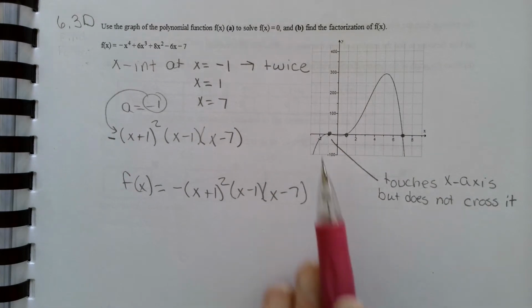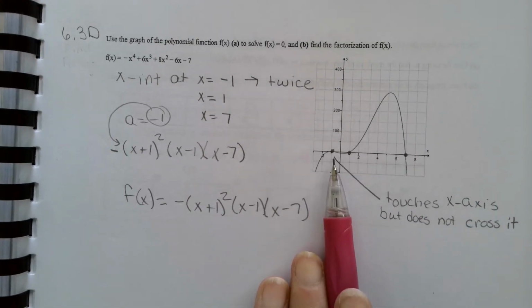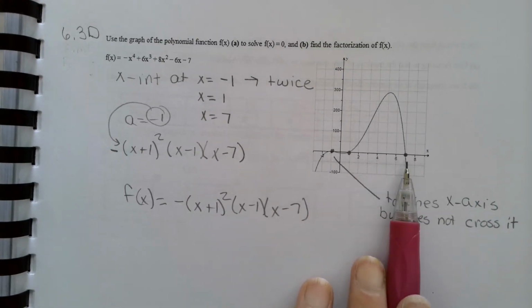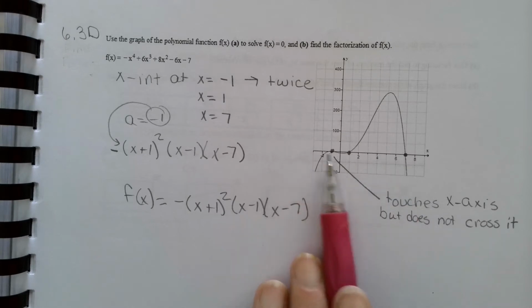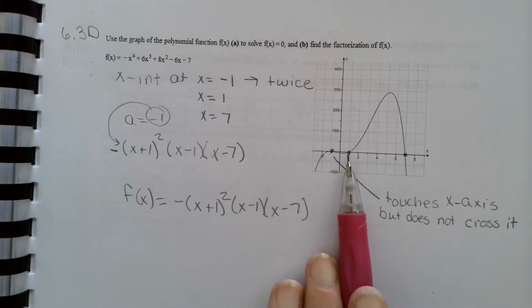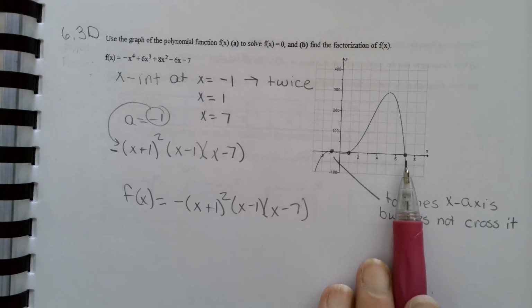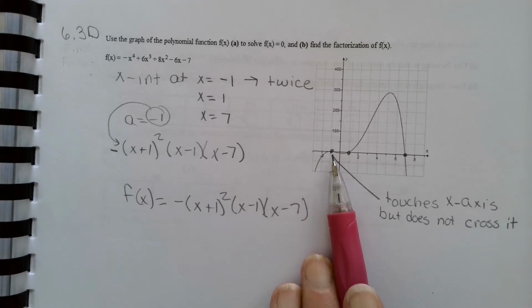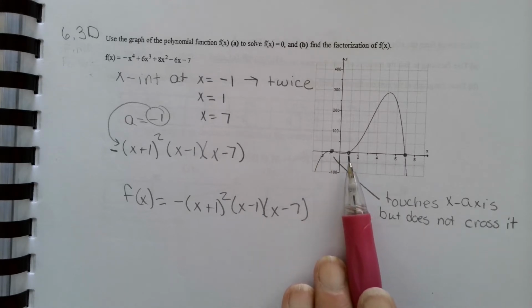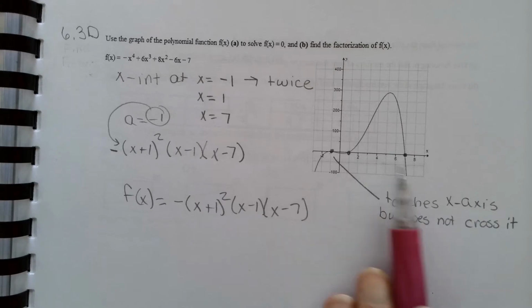They give us the graph here. And we see that the graph crosses the x-axis 3 times. We know that anywhere it crosses or touches the x-axis is an x-intercept. So we have an x-intercept of -1, we have an x-intercept of +1, and we have an x-intercept of 7.